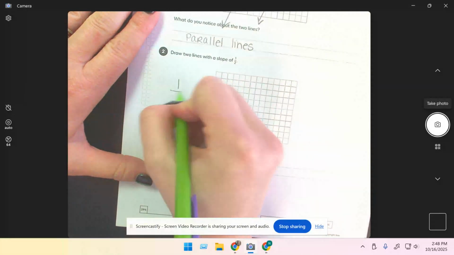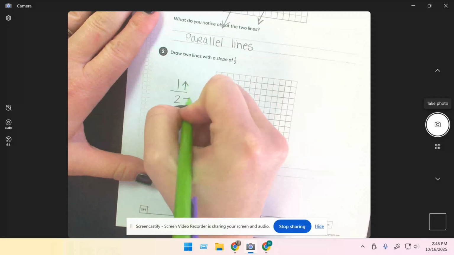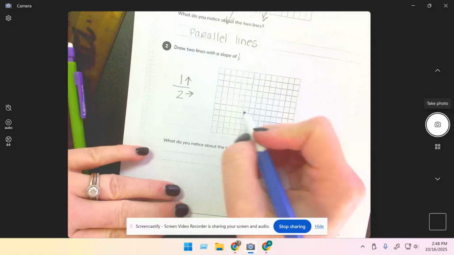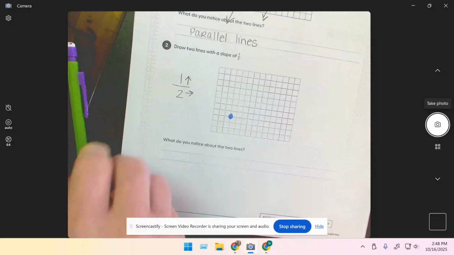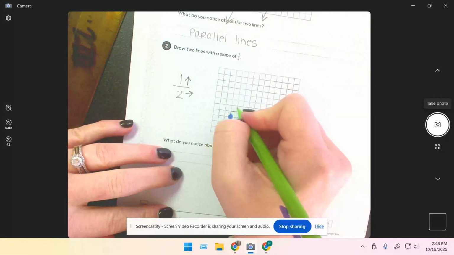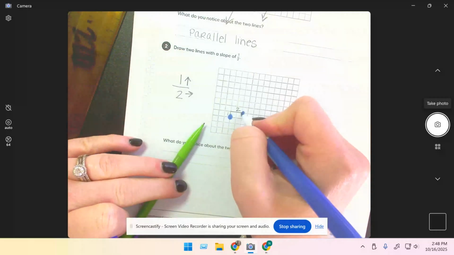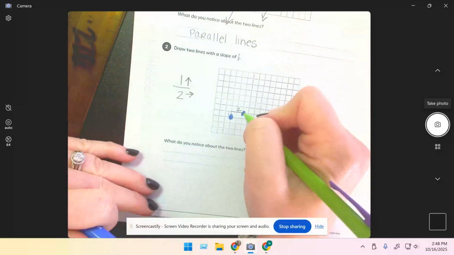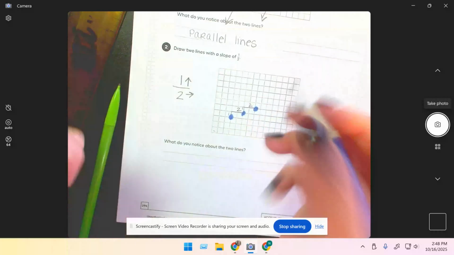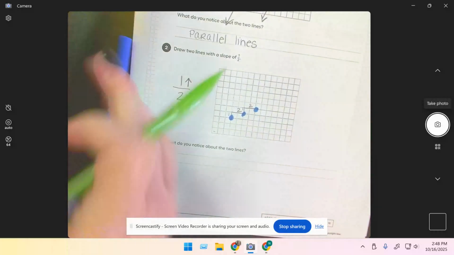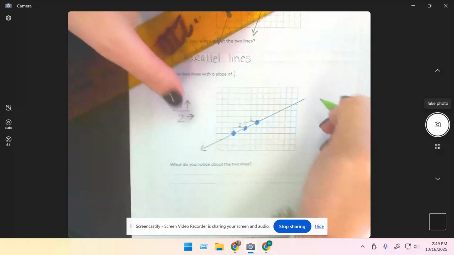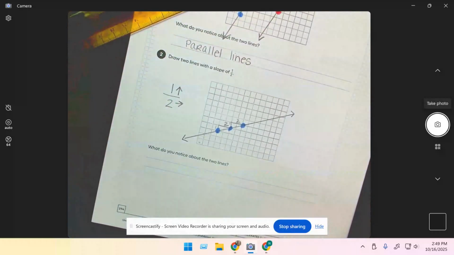So our slope now is 1 over 2. So I'm going to go up 1, right 2. And I'm just choosing any point on the line because it just says draw 2 lines. So I'm going to choose this right here. So up 1 to the right 2. So from here I go up 1, right 2. And I'm going to put a point. I'm going to do it again. Up 1, right 2. Put a point. All right, I'm going to connect those points. The line.